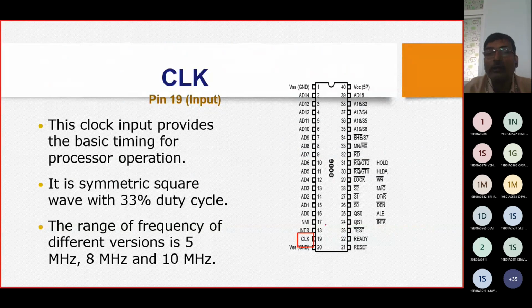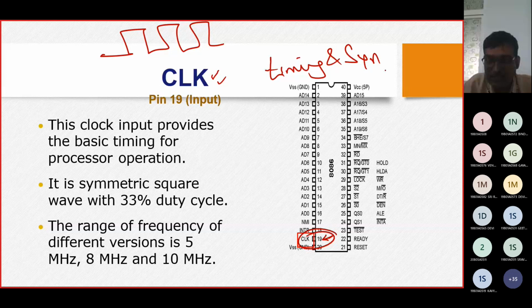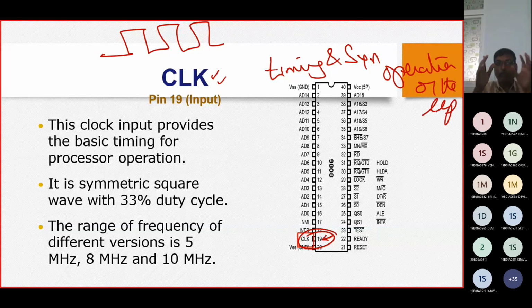After that, we are going to have one more pin, pin 19, and this pin we are going to call the clock pin. The clock pin is used for synchronization. It is going to be used for timing and synchronous operations of the microprocessor.